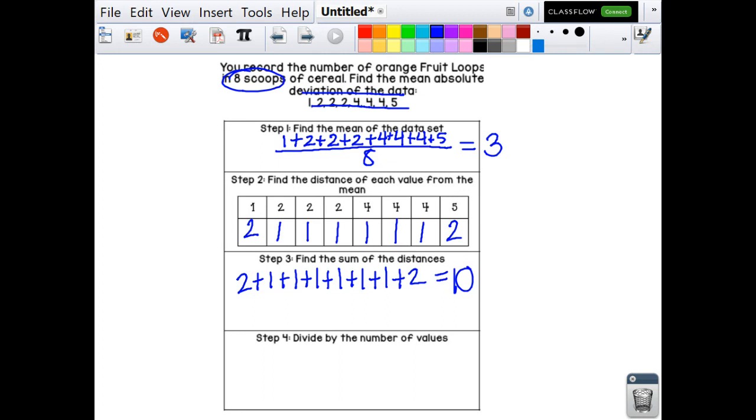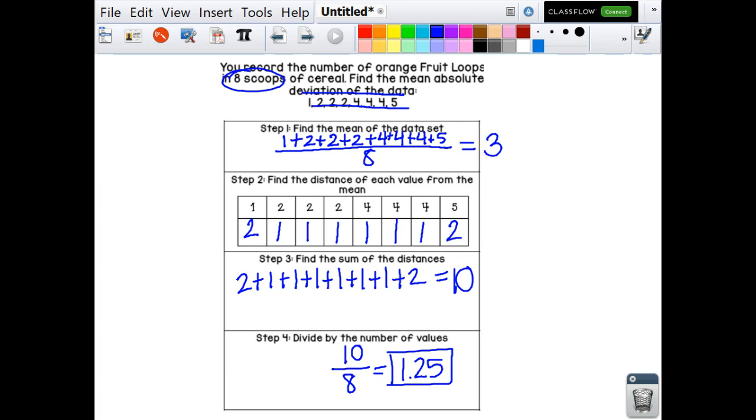All right. Now we're going to take 10 and we're going to divide it by the number of values, which is what? 8. So we're going to do 10 divided by 8. And we should get 1.25. So our mean absolute deviation is 1.25.